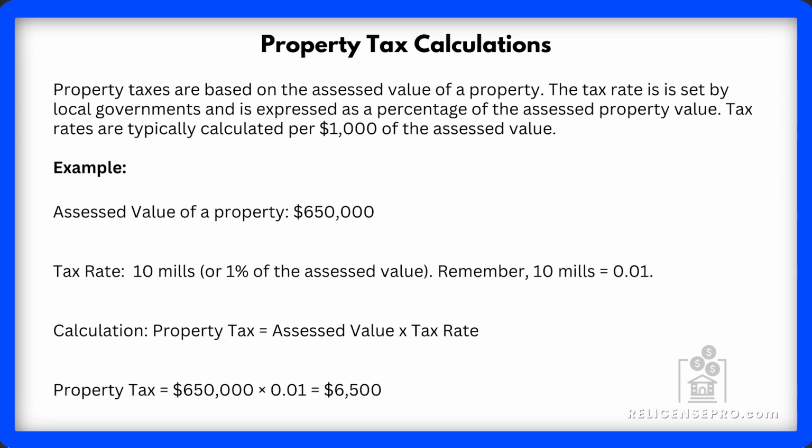Remember, 10 mils equals 0.01. So they express tax rates in mils, which is 1% of the assessed value. The calculation for property tax is the assessed value, like 650,000 in this case, times the tax rate, which is 10 mils, or 0.01. So property tax equals 650,000 times 0.01, and that gives you a property tax of $6,500.